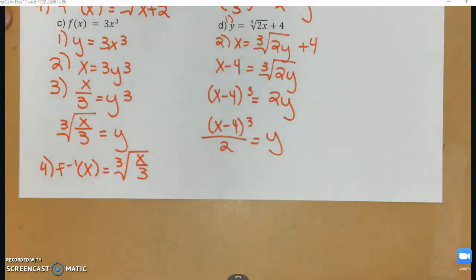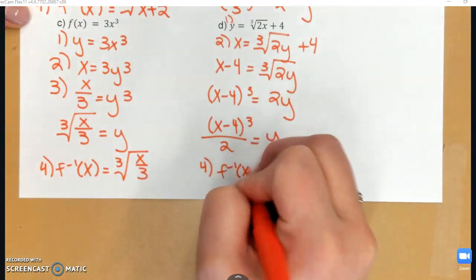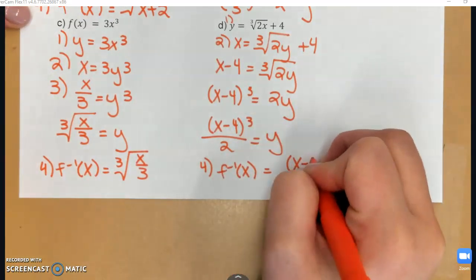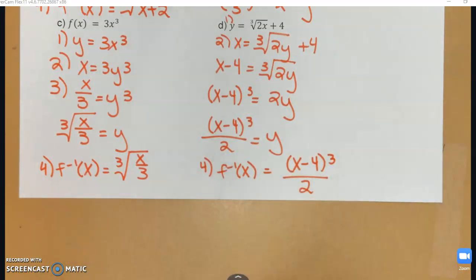And there is my final function. So let's put it back in our function notation. F negative 1 of x is (x minus 4) cubed over 2. Now let's look at C and D.